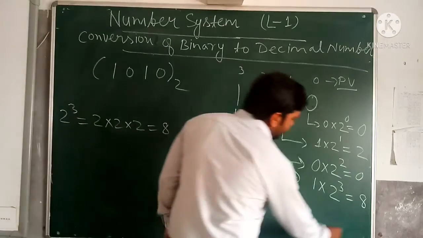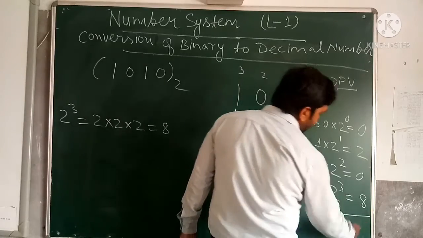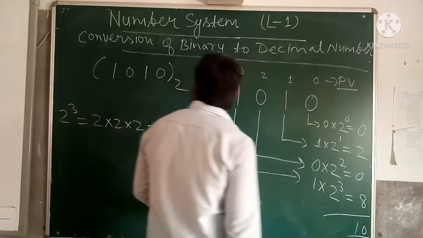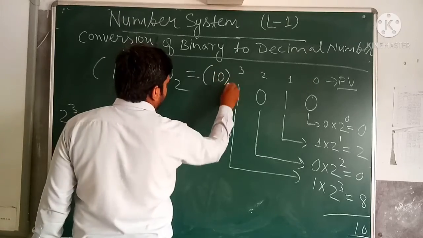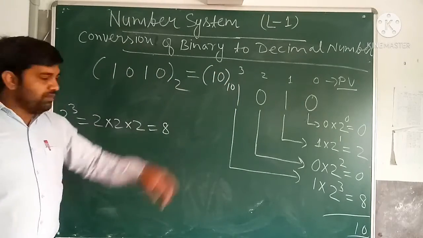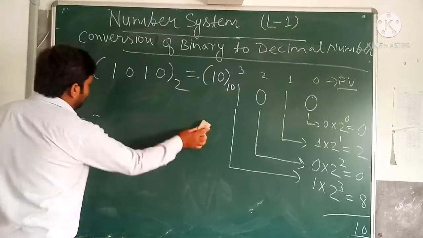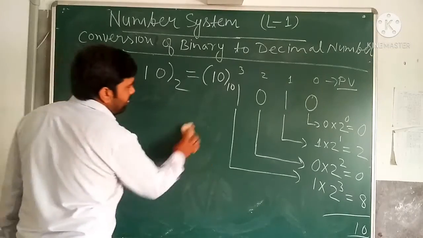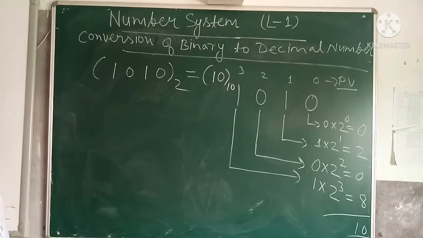If you sum them, 0 plus 2, 2 plus 8, that is 10. So the decimal equivalent of this binary number is 10. Like this we have to convert binary into decimal. We take one more example.